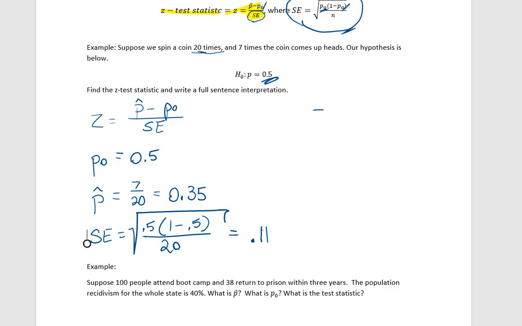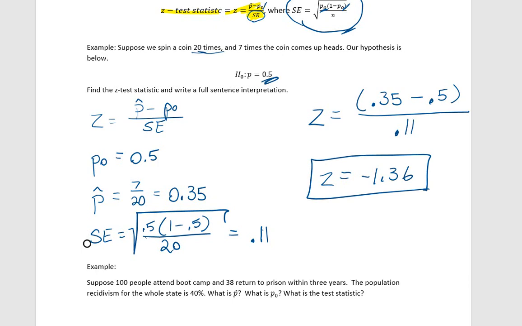Now, using all that, we're going to plug that in to find our z-score. So we're going to have 0.35, that's our sample. Subtract that from our population. So that's going to give us the difference between our sample and our population. And then just how far off that is, we have to divide that by 0.11. So we're going to get a z-score of negative 1.36.